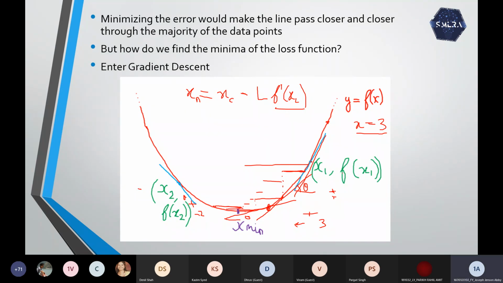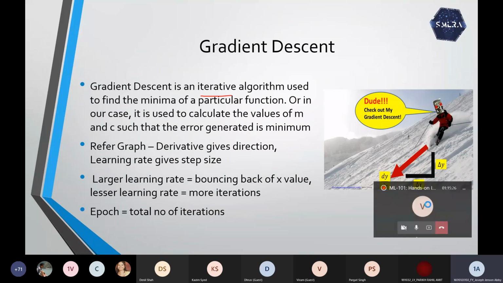All right. So this is the concept of gradient descent. At every iteration, we are doing xn equal to xc minus L, the learning rate, times f dash xc. This is a constant, don't need to worry about that. This is for a particular function y equal to f of x. That is how you find the minima of a function. Any doubt so far?